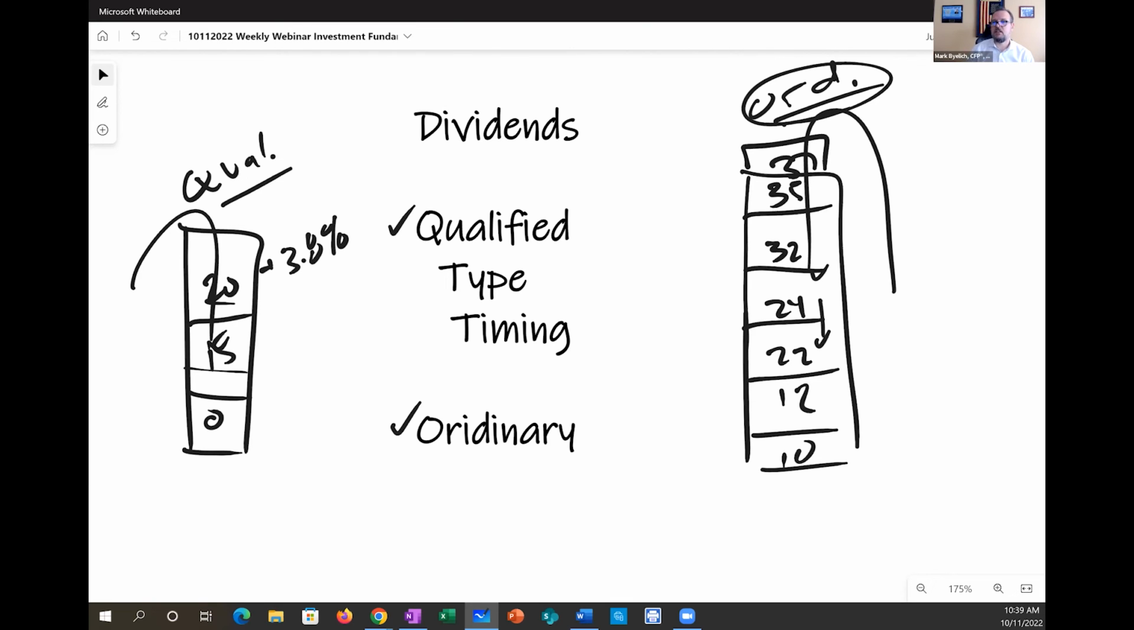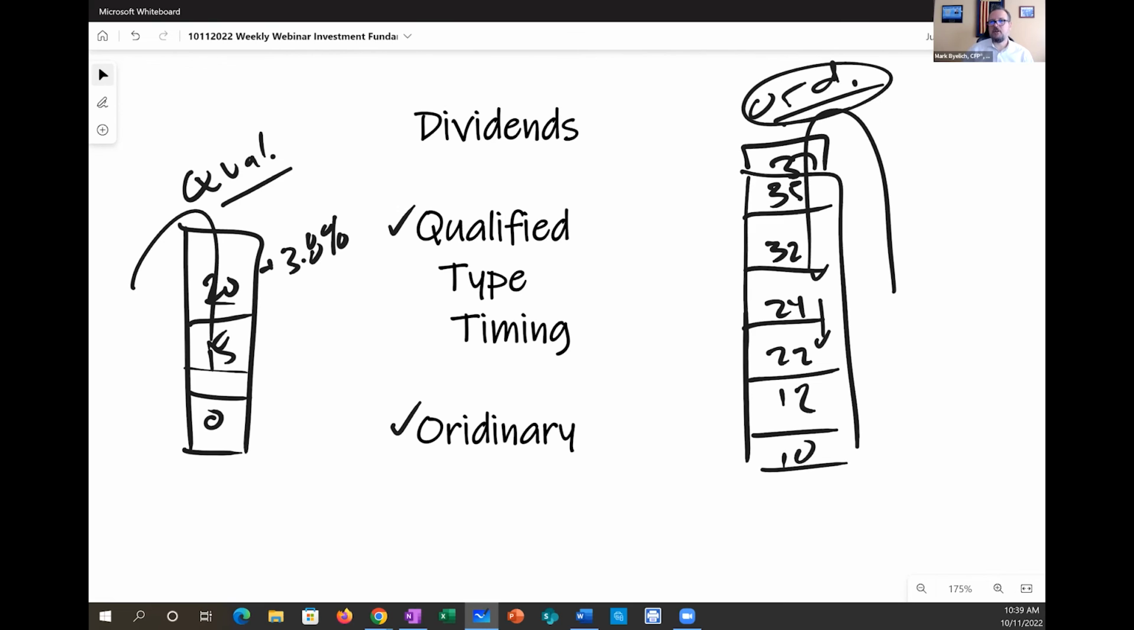For mutual funds, it's different. The holding period requirements are somewhat different. In this case, a mutual fund must have been held unhedged for at least 61 days out of the 121-day period, which began at least 60 days before the ex-dividend date of the security. Investors must have held the applicable share of the mutual fund for the same period as well.